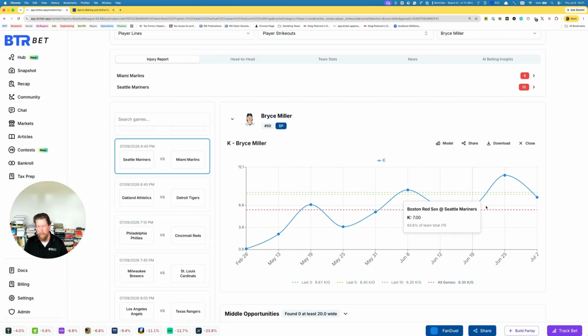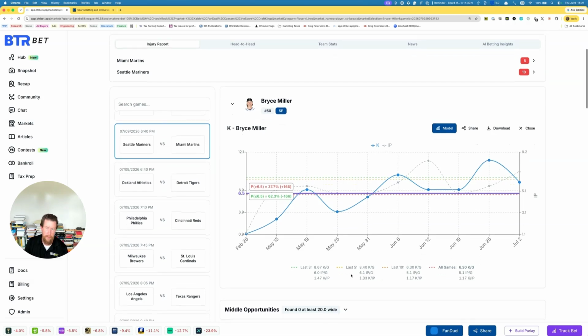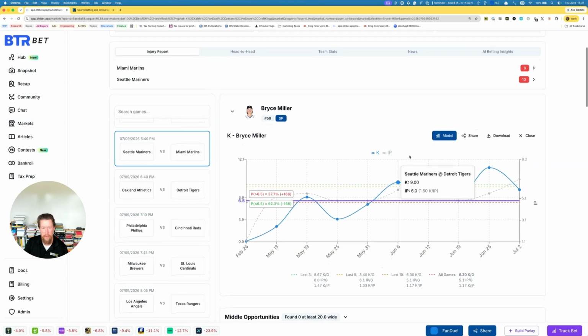Although the last couple of games have really thrown his average up. His last three, he's averaging 8.67 strikeouts a game. And as you look back further and further, that ticks down. His whole season, he's averaging 6.3 strikeouts per game and averaging 5.1 innings per game pitched. Looks like he's been going longer more recently and getting more strikeouts per inning pitched recently. I mean, that's good if you're a Mariners fan.